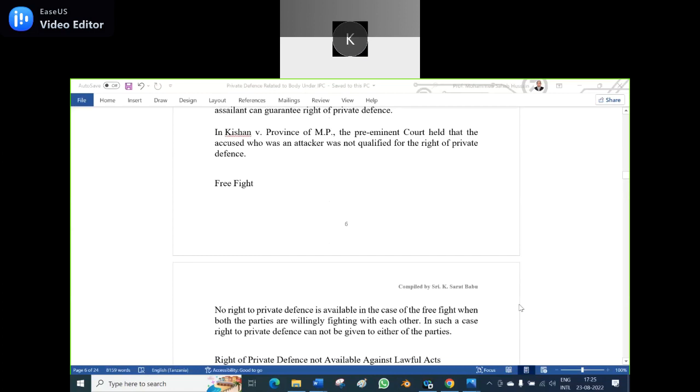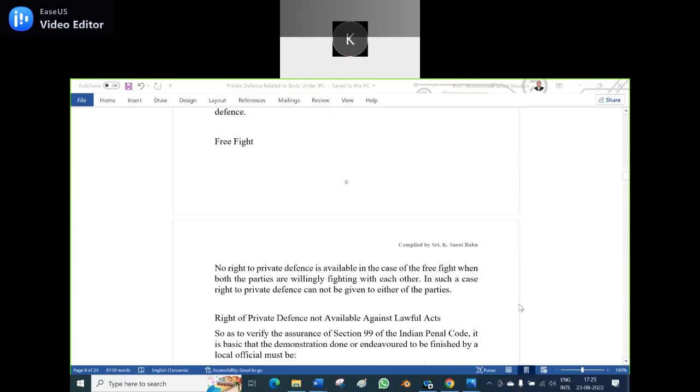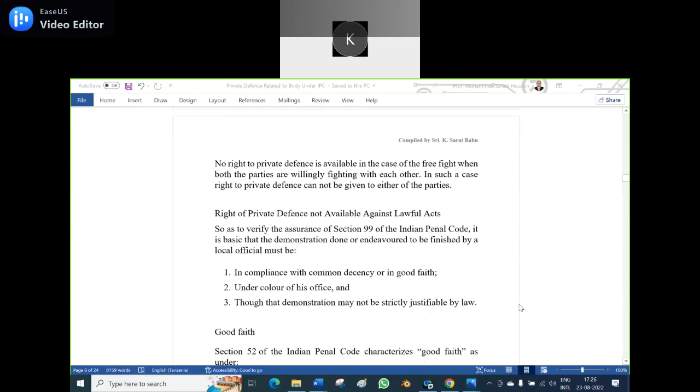And in the case of free fight also, suppose it is a fight between two parties, then there is no private defense. No right to private defense is available in the case of free fight when both the parties are willingly fighting. They have arranged this fighting to fight with each other. In such case, if anybody is injured also, there is no private defense and it cannot be given as aid to either party. The right of private defense is not available against lawful acts. So for lawful acts, the right of private defense is not applicable.